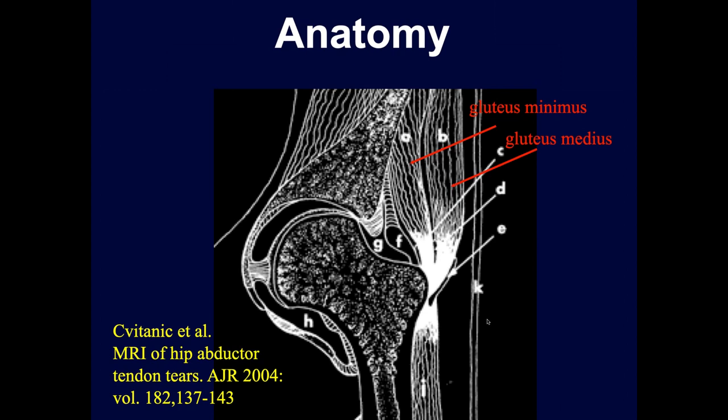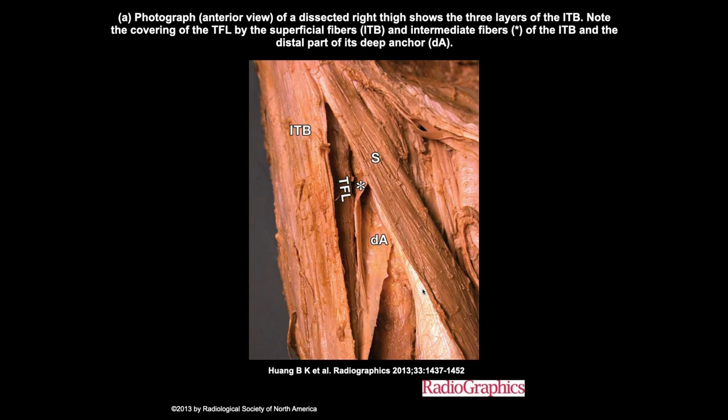Okay, so let's go back up to the hip, and something that you guys see all the time now in hip disease, and this has to do with the, quote, rotator cuff of the hip. This is the gluteus minimus and the gluteus medius tendons, which attach to the greater trochanter here.